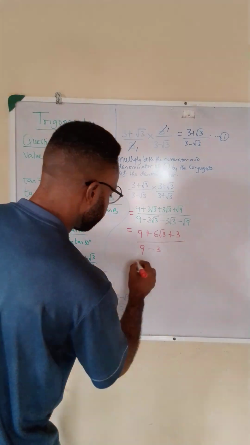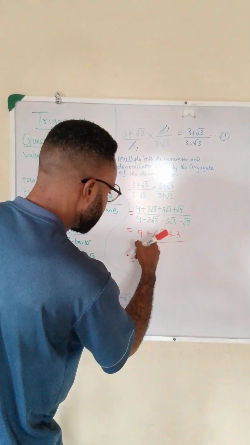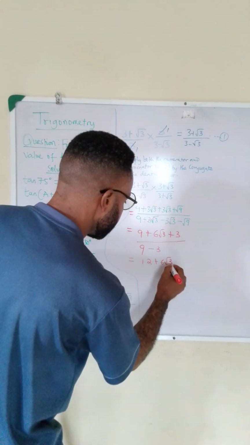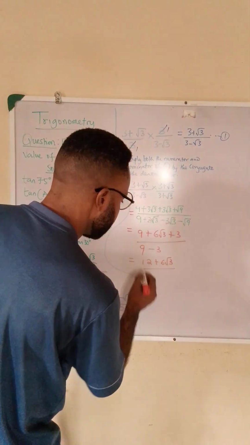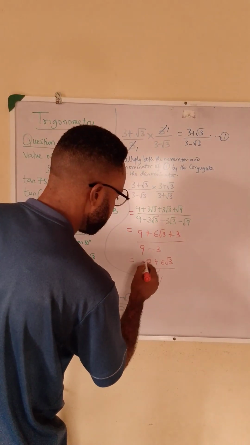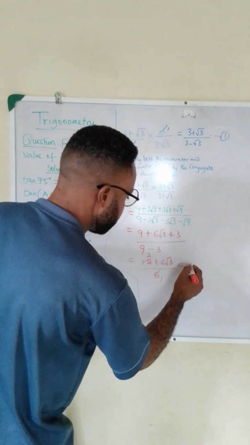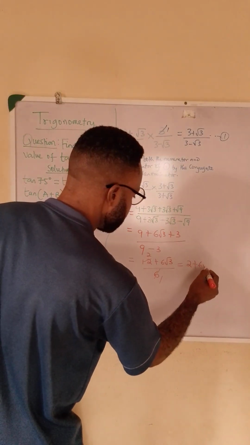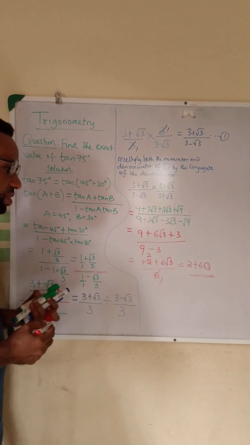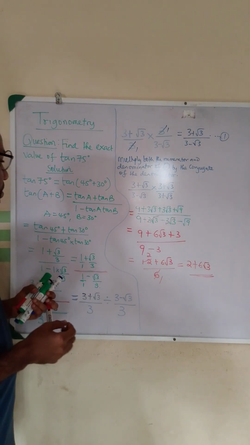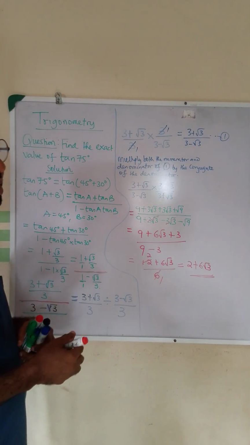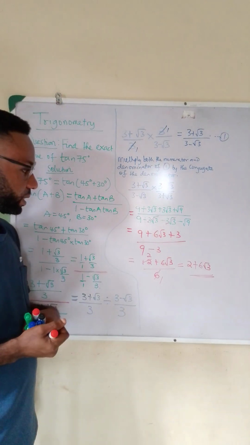So this will be equal to 9 plus 3, which is 12, so we have 12 plus 6 root 3 divided by 9 minus 3, which is 6. So you can say 6 into 6 is 1, 6 into 12 is 2. This will give you 2 plus 6 root 3. So that is your answer. Your answer will be 2 plus 6 root 3. So what this implies is that the exact value of tan 75 degrees is 2 plus 6 root 3. Thank you.